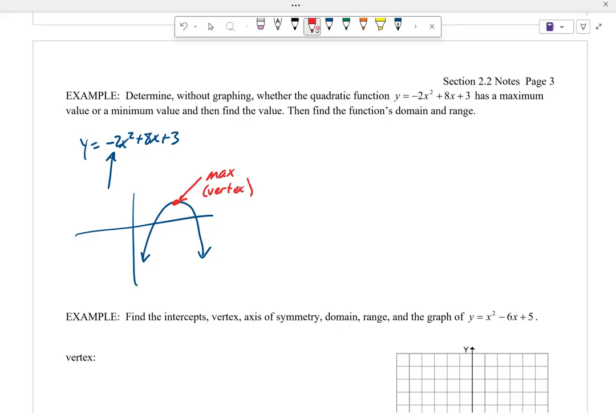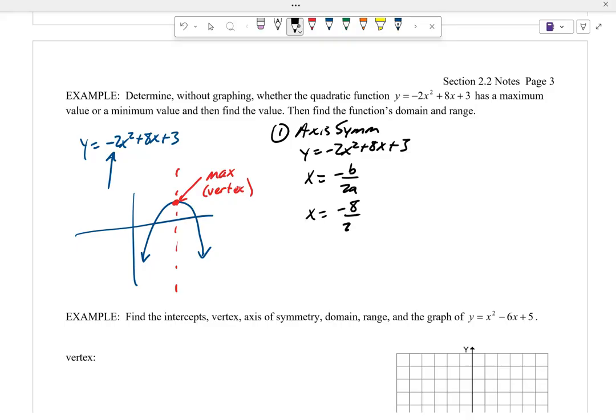So in order to find the vertex, I say, well, it's on the axis of symmetry. So let's start out by finding our axis of symmetry for this negative 2x squared plus 8x plus 3. Since it's in standard form, go ahead and plug it into negative b over 2a. And it looks like we get negative 8 over negative 4, which is positive 2. So the x value of the vertex is a positive 2.